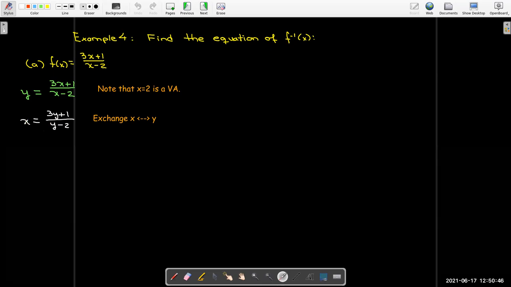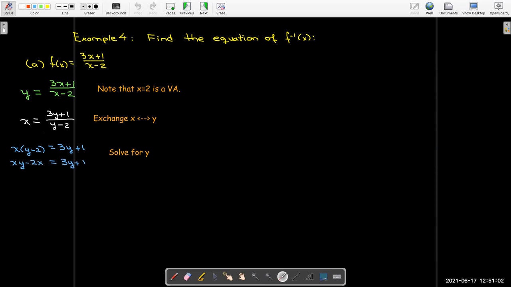Now I want to solve this for y. So I have to sharpen up my algebra tools. I'm going to multiply both sides by y minus 2 in parentheses. Then I'll remove the parentheses. And then I want to collect all of the terms that have a y on one side, all of the terms that don't have a y on the other side of the equation, so that I can factor out the y. And then I'll divide both sides of this equation by the quantity x minus 3.